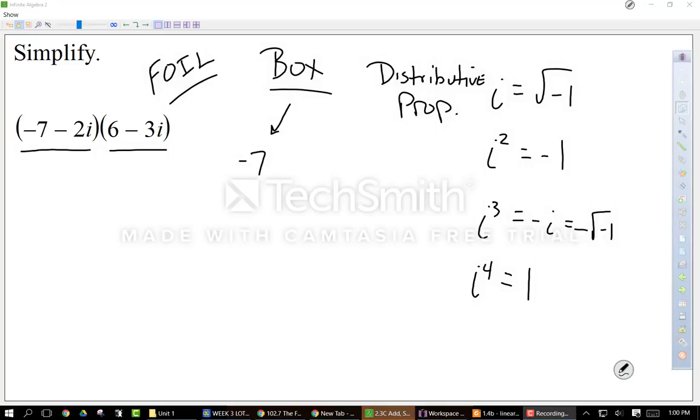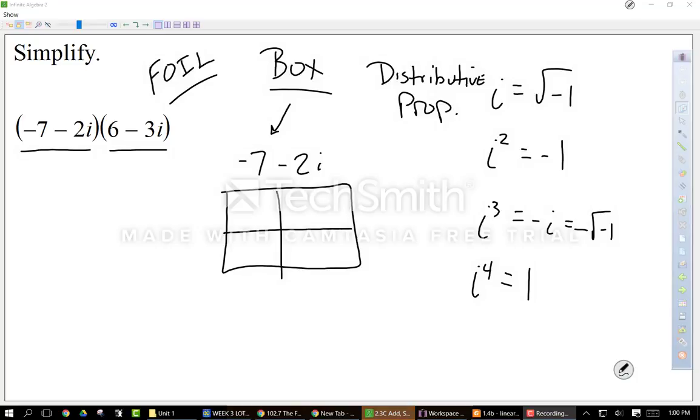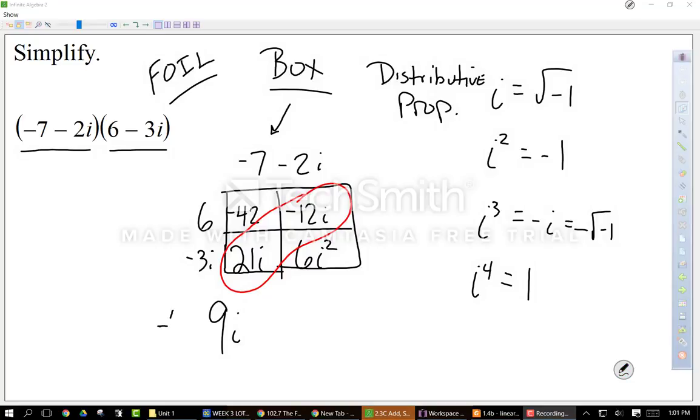So I'm going to put -7 minus 2i on top of the box, and I'm going to put 6 minus 3i on the side. Now I just multiply like I normally do in any box. So this is -42, this is -12i, this is +21i, and then in the last box on the bottom right, I get 6i squared. If I look at this, diagonals I can combine. So that diagonal I can combine, I get 9i. The -42 is going to be out front, and I have a 6i squared in the last box.